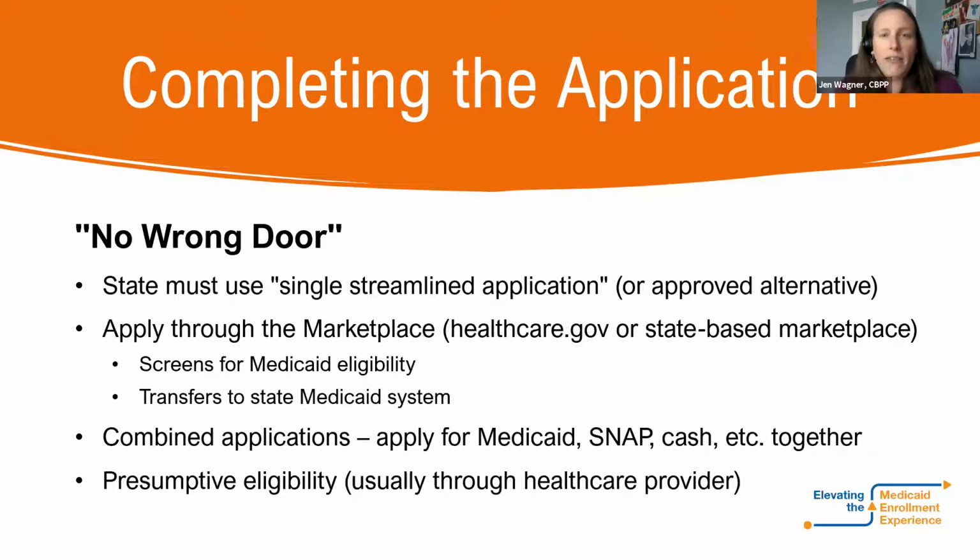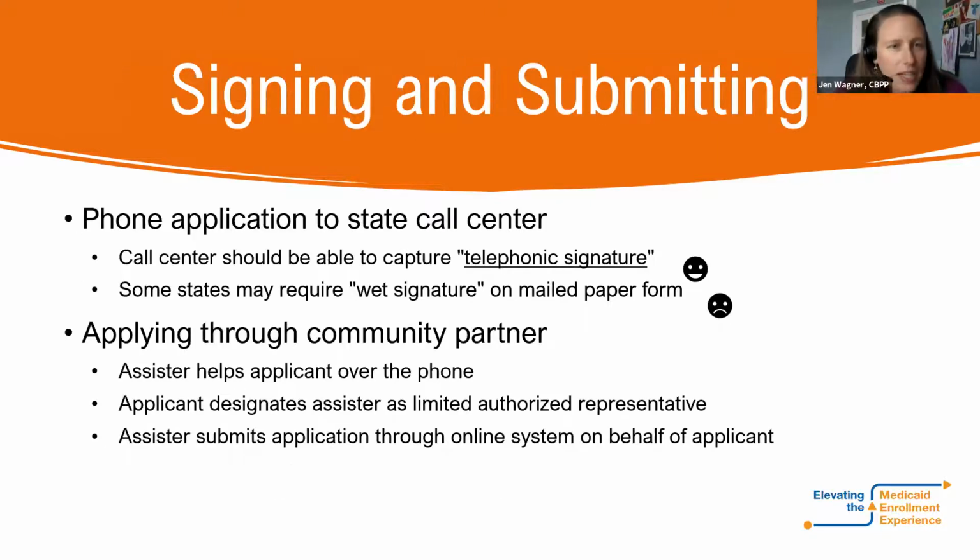So looking at the next step of actually signing and submitting the application. This is something that's pretty straightforward if you're in an office or dealing directly with a caseworker, where you just do a physical signature and hand in the paper. But with these other avenues, particularly over the phone and online, there are a few nuances to be aware of. So if you're applying to the state through the phone call center, then they should be able to capture a telephonic signature, which is where the state agency or their vendor makes a recording of the telephonic signature. And that completes the application process. No paperwork or anything else is necessary.